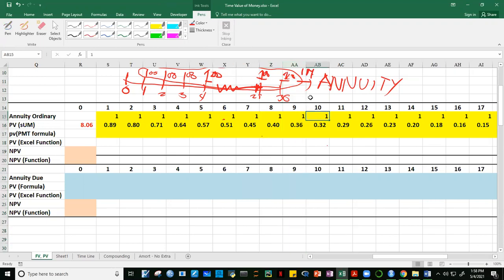So let me just illustrate that. Okay, so meron tayong binabayaran ng 100 every year starting at the end of the period. So this is annuity ordinary. Hanggang 30 years, may babayaran tayong 100. And then, pagdating ng 30 years, may babayaran pa tayong 1 million. Ito guys, yung cash flow na may PMT, annuity, at saka meron pang future value.